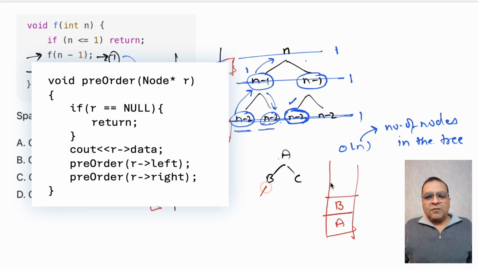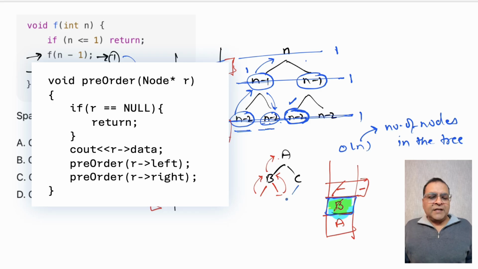From b, the function is called for the left side of b, which is null. When this function returns, then the function is called for the right side of b, which is also null. When this function returns, then b will also return. Now when b also returns, then the control comes to a. Then a will call the pre-order function for the right child. When it calls for the right child, then the stack frame of c is created at this place where the stack frame of b was created earlier. So the stack frame of c will be created here only. I am just marking it blue.